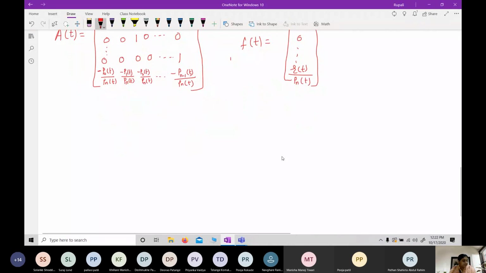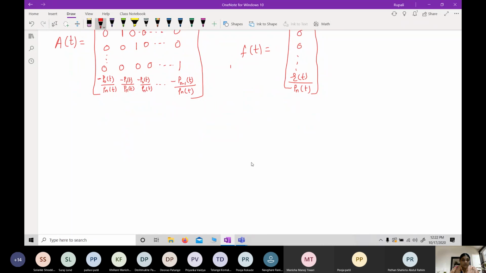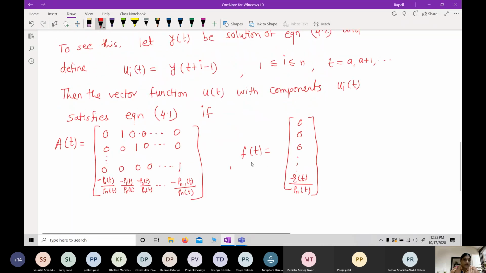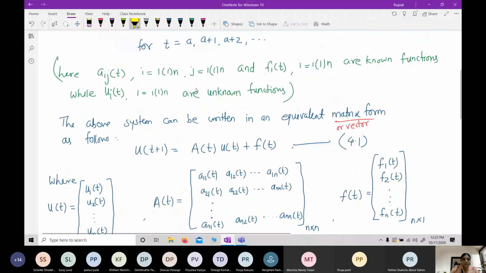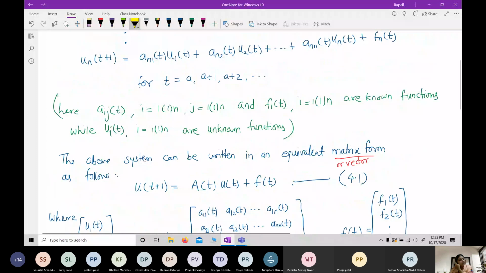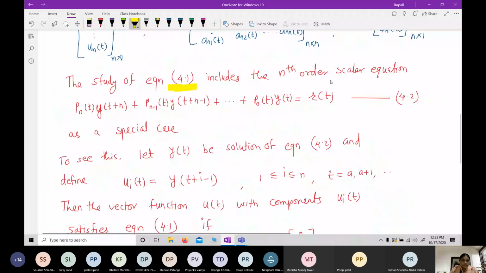Can you see this? What we are saying? The study of equation 4.1. What is my equation 4.1? U at t plus 1 is equal to a of t, u of t is equal to ft. It includes the nth order scalar equation. This scalar equation, the nth order equation, we have seen as a special case. So how we can see this?